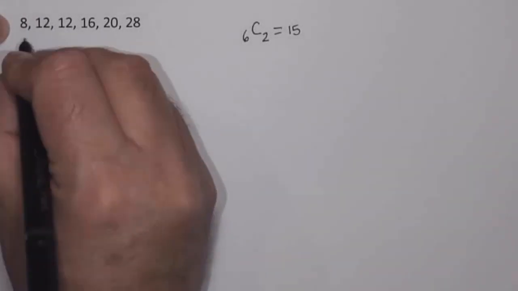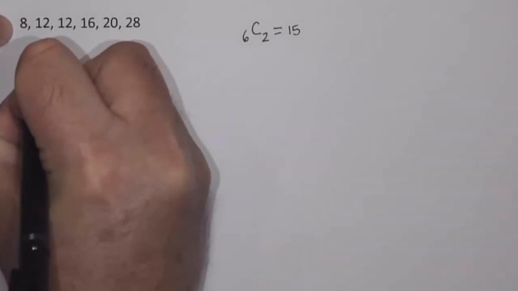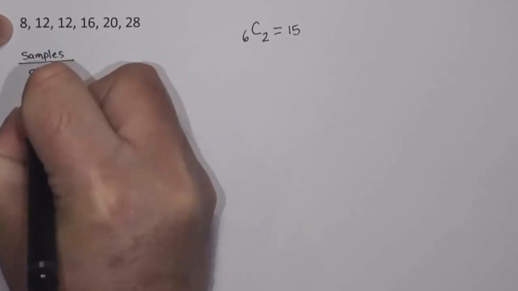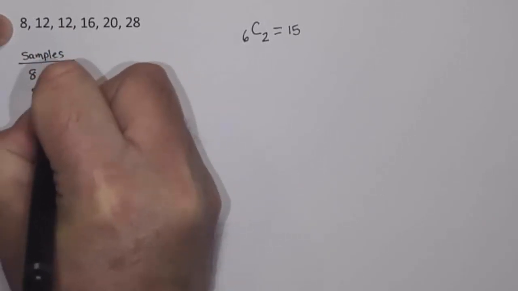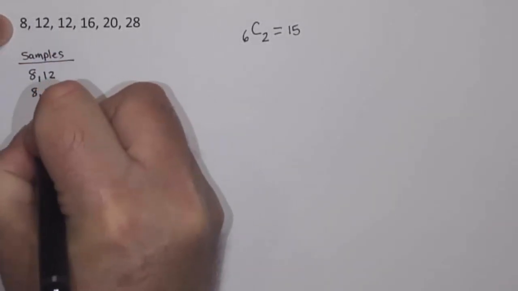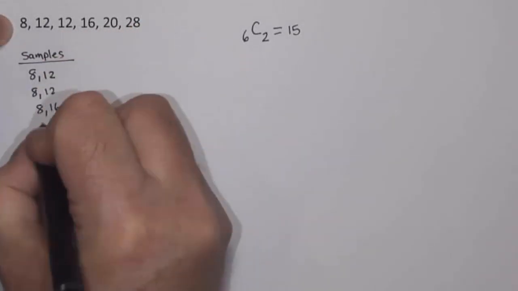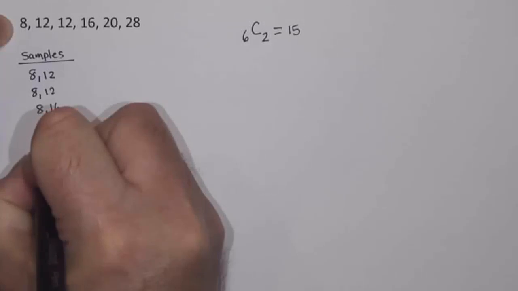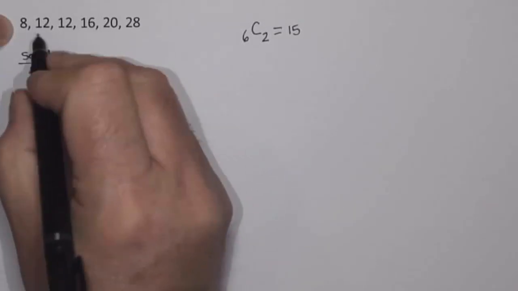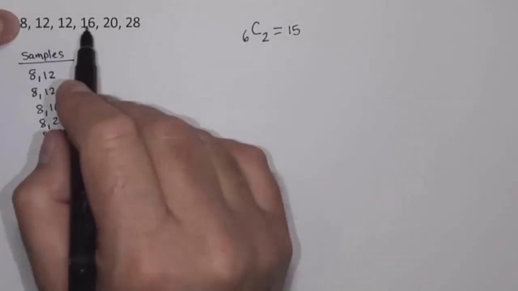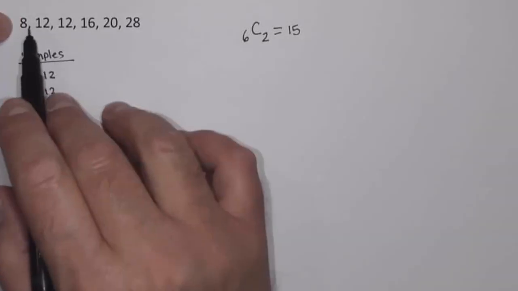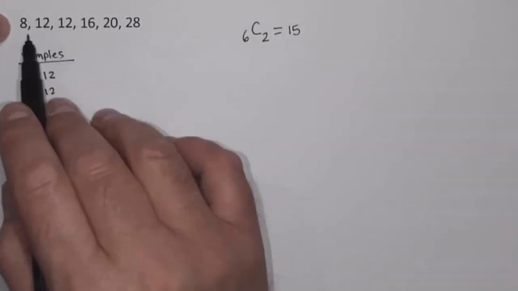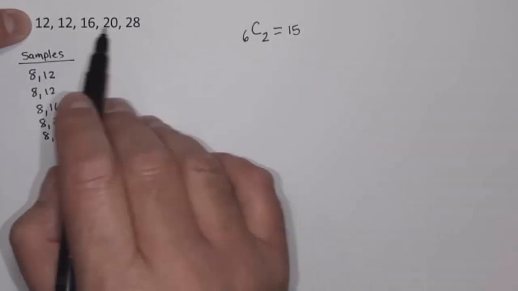Okay? So 8 could be paired with 12. 8 could be paired with the other 12. 8 could be paired with the 16. 8 could be paired with the 20. 8 could be paired with the 28. So I have paired 8 with the other 5 data values. Now 8 has been paired, so I don't need to pair 8 with anything else.